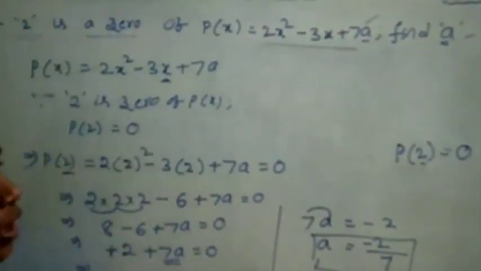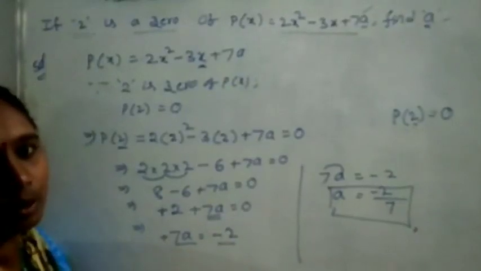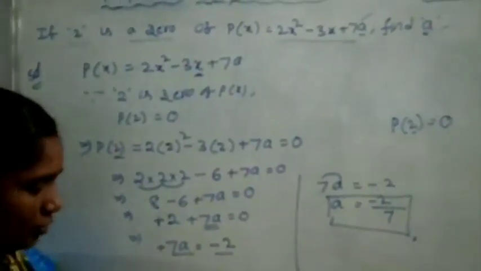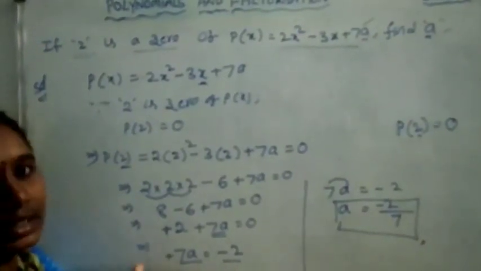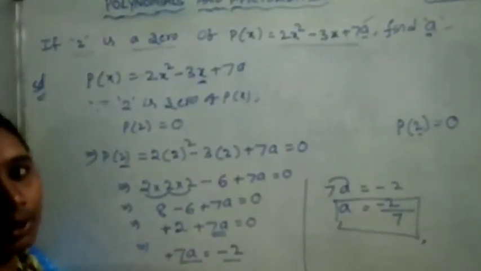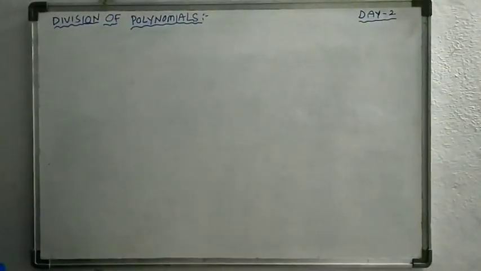Okay children. Now all these type of problems we did in today's class. You get all these problems in exercise 2.2. With this you can do your exercise, children. Okay, now we will see division of polynomials. Okay children, now division of polynomials.